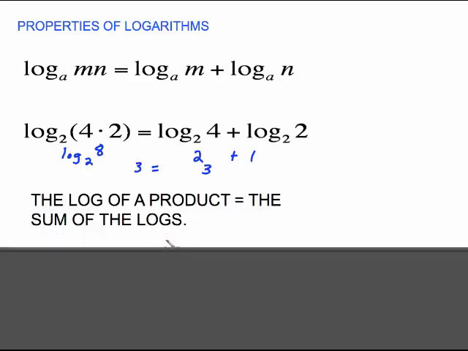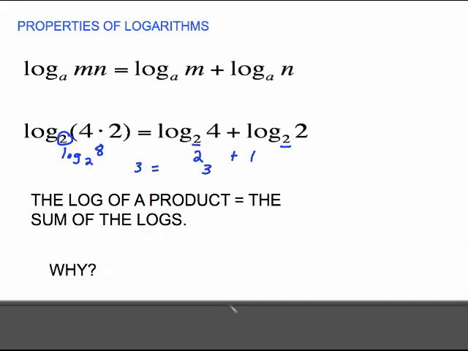So in words, we have the log of a product, which is what this is. It's the log of a product equals the sum of the logs. Notice whatever base this is has got to be the same base that you use over here. It doesn't matter what this is. It's just got to be the same thing over here. So this is worth memorizing. The log of a product equals the sum of the logs.